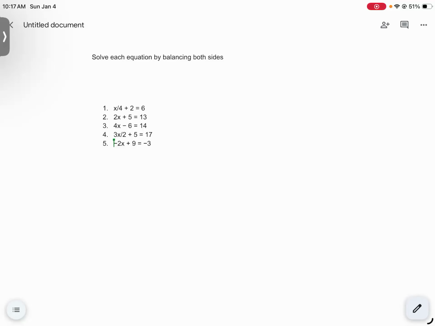Okay. Here's a word problem. So maybe just take a picture of this or have the students write this down, but we will revisit this next week and make sure students get this done.